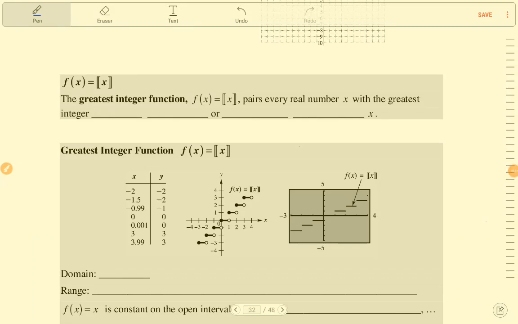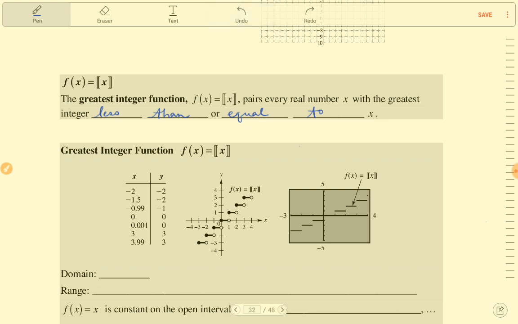Hi everybody, it's Professor Stevens here to explain the greatest integer function, which pairs every real number with the greatest integer less than or equal to x. So I am going to go over this whole thing, but not right away.